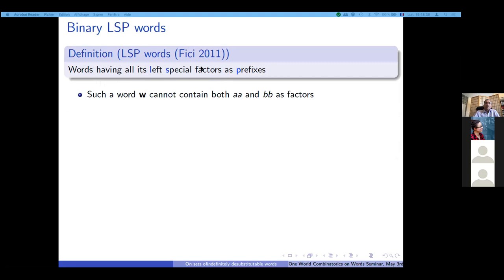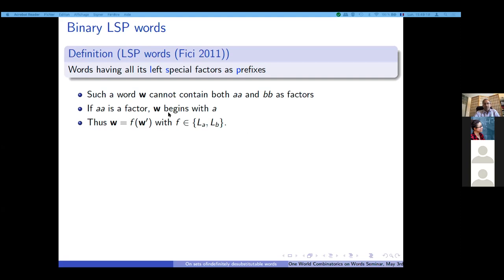For this set of words, we can do the same job as we did for balanced words before. If we consider LSP words, they cannot contain both AA and BB as factors, because this would imply that A and B would be prefixes simultaneously, which is not the case. And moreover, if A is a factor, W must start with the letter A. Then we can see that W should be the image of a word W prime by one of the morphisms LA and LB. I am here in the binary case. I will consider the case of a larger alphabet after.